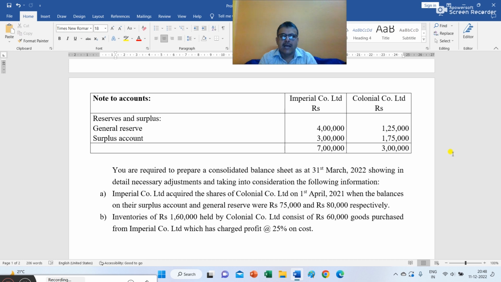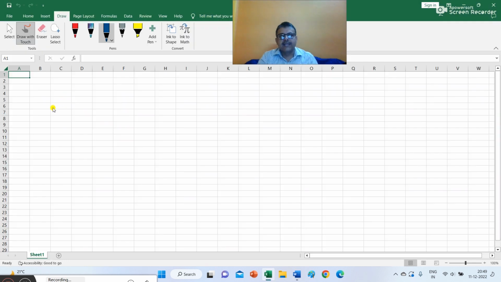Imperial Company Limited acquired the shares of Colonial Company Limited on 1st April 2021 when the balances on their surplus account and general reserve were rupees 75,000 and rupees 80,000 respectively. Inventories of rupees 1,60,000 held by Colonial Company Limited consist of rupees 60,000 goods purchased from Imperial Company Limited, which has charged profit at the rate of 25% on cost. So we have to prepare the consolidated balance sheet of Imperial Company Limited with its subsidiary Colonial Company Limited.